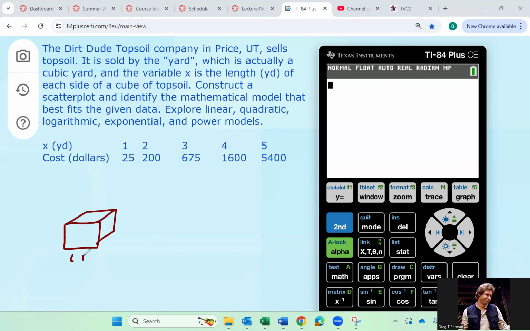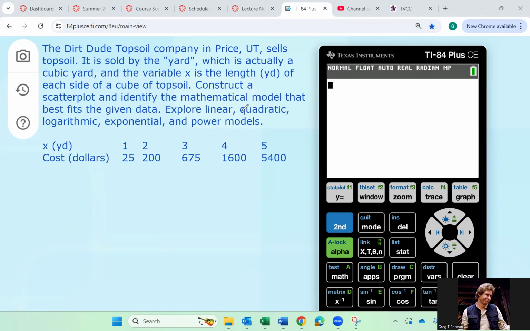So it's 1 yard by 1 yard by 1 yard, and then it makes a big cube. And that's usually how you buy soil, dirt, concrete, decorative rock, by the cubic yard. But everyone just says the yard. If you're in a metric country, I would imagine it's the cubic meter, which is slightly larger. Okay, and the variable x is the length in yards of each side of a cube of topsoil.